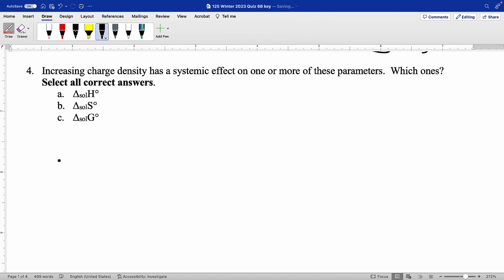Okay, increasing charge density has a systematic effect on one or more of these parameters. Which ones? So looking at this, we saw the high charge density. So let's just define charge density as charge over ion size.